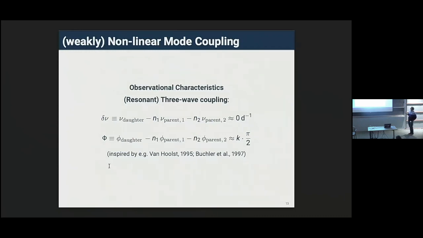And then for the resonant phases, we compute the same difference basically. So we have the phase phi of your daughter, and we subtract the linear combination of the phases of your parents as well. And this should be approximately some integer multiple of pi over 2, and that was inspired by theoretical expressions developed for non-rotating stars by Van Hoolst and Buchler et al. in the 90s.